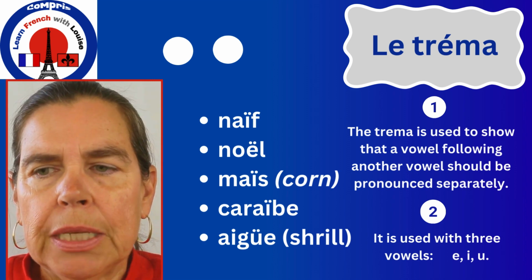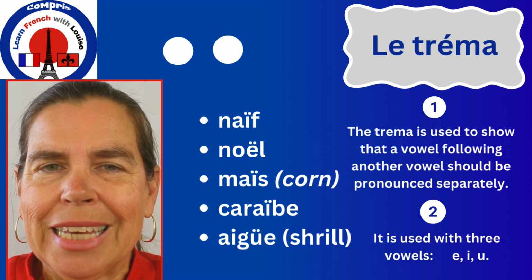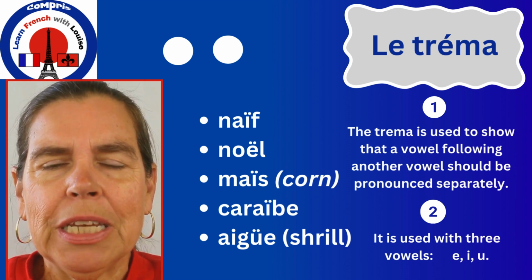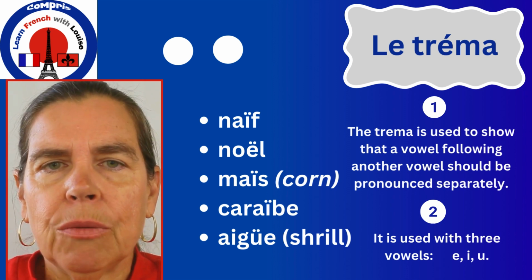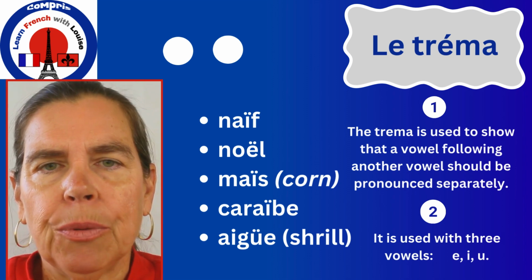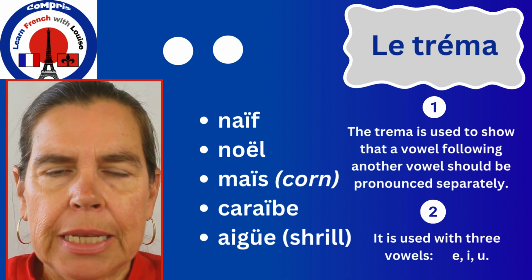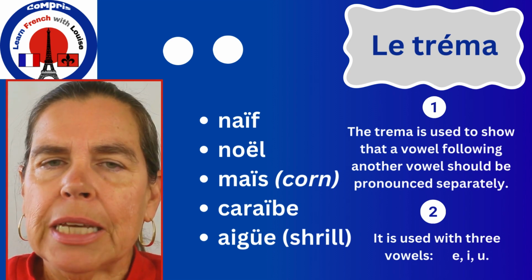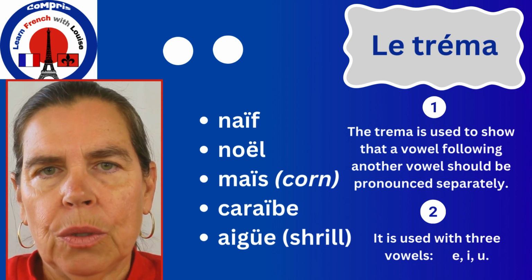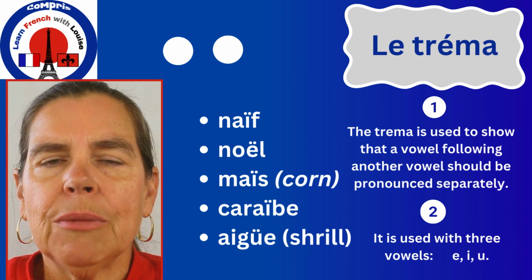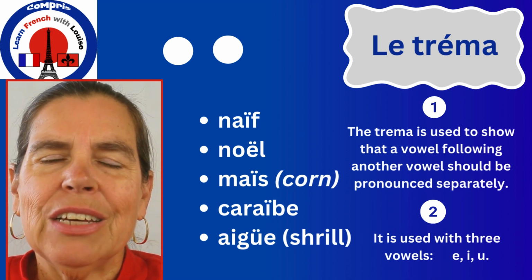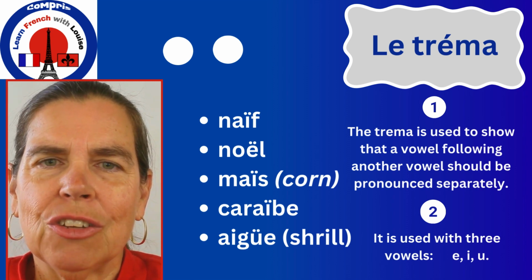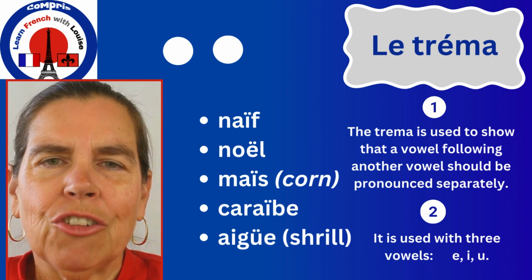The fourth word is Caraïbe, Caraïbe, which is the Caribbean. Without the tréma, we would say Carèbe. And the last word is aigu, aigu. And without the tréma, we would say egg. So the tréma is very important in the pronunciation rules of the French language.